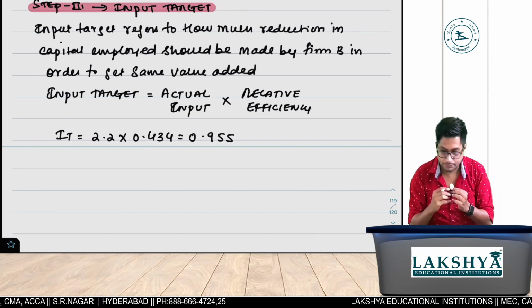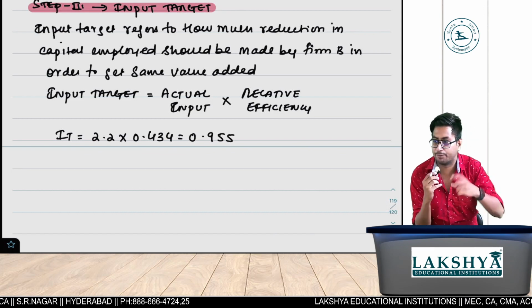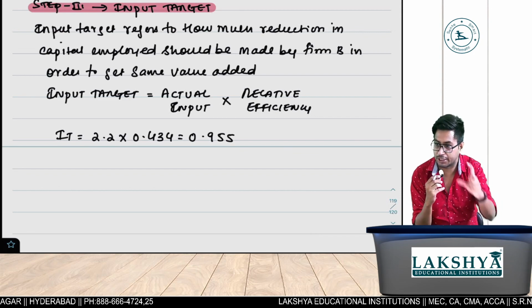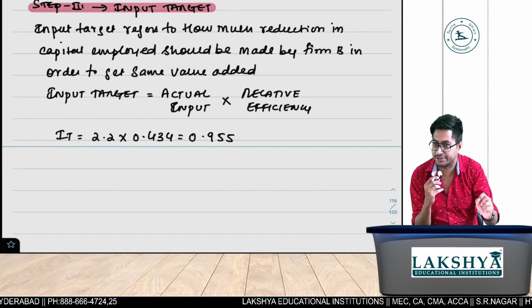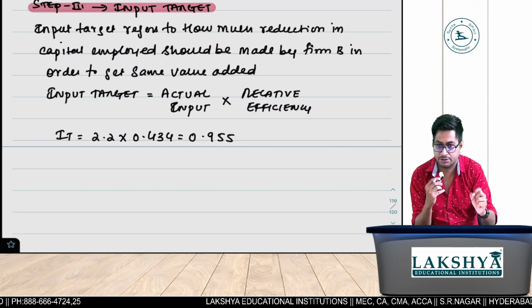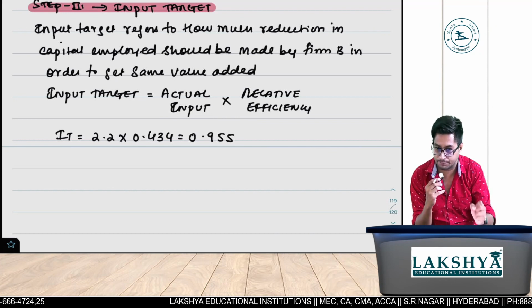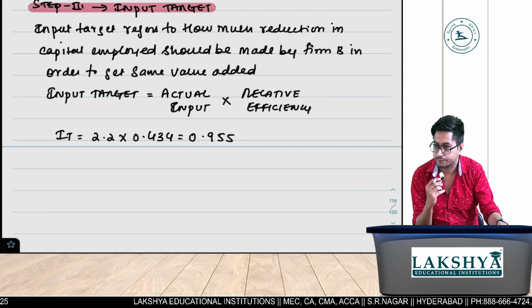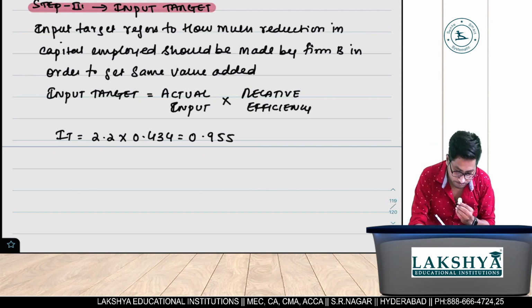0.955. Acha, the amounts they have given in the table. At the starting you dictated one table, right? That is given in hundreds or thousands or millions. In what is it given? Millions.